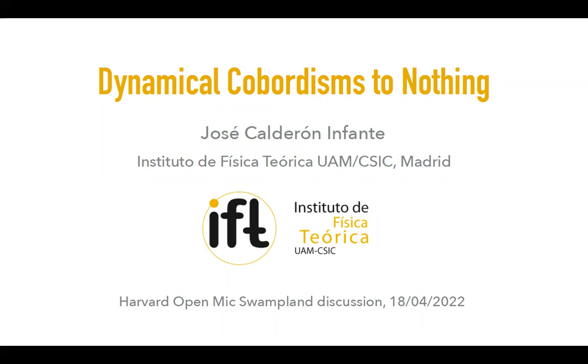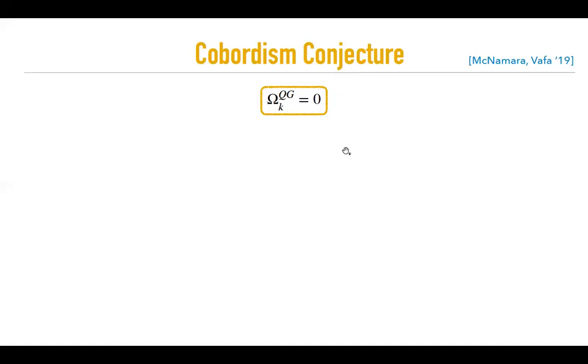Today I want to quickly introduce this topic about dynamical cobordisms to nothing. First, let me start with the cobordism conjecture. The cobordism conjecture is telling us that essentially the cobordism group in quantum gravity should be zero.